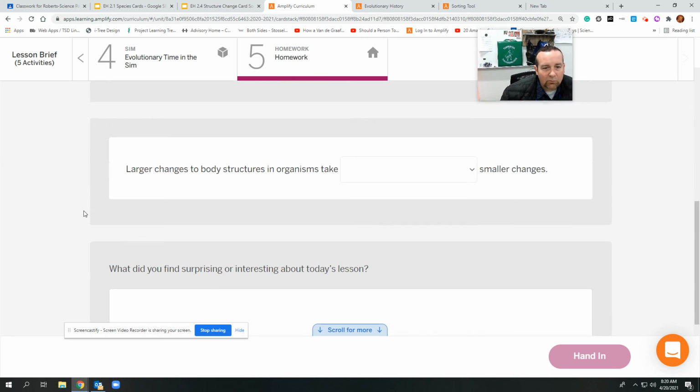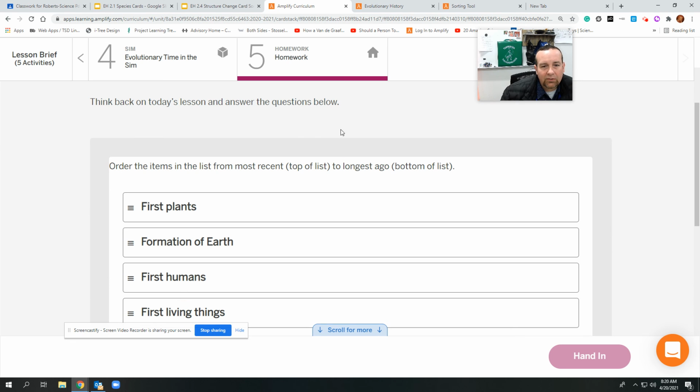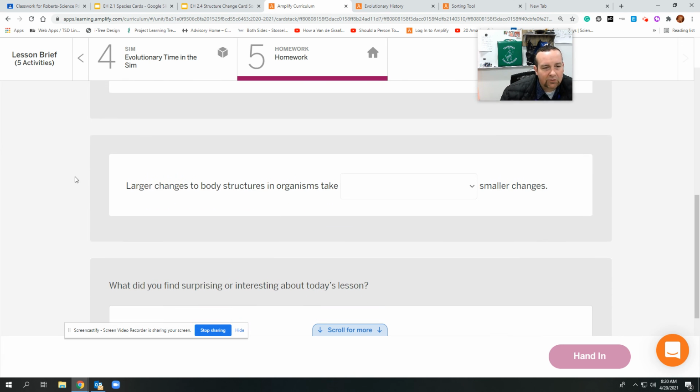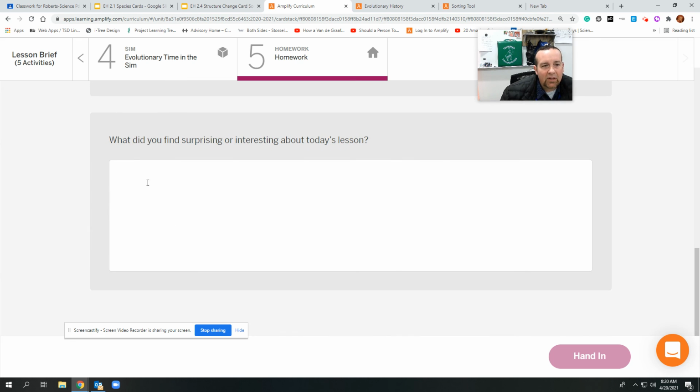Okay, so to wrap things up, for your homework, you're going to order these, and you want the most recent on the top and the longest on the bottom, kind of like a quick check for understanding. You're going to complete this fill in the blank. Larger changes to body structures in organism take more time, less time, or the same amount of time. Answer that question. And then here, answer this one. What did you find surprising or interesting about today's lesson?